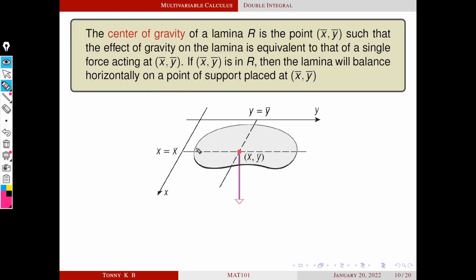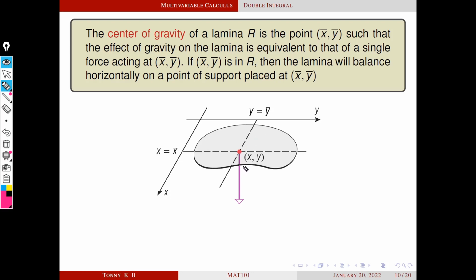Okay, we consider a lamina like this, and this is the definition of center of gravity. The center of gravity of a lamina R is the point (x bar, y bar). In this figure, this is the point (x bar, y bar), such that the effect of gravity on the lamina is equivalent to that of a single force acting at this point. Okay, that's the idea of center of gravity.